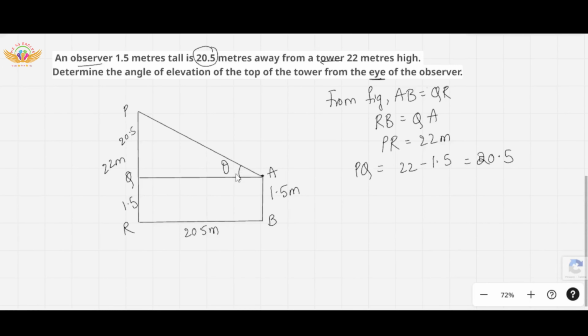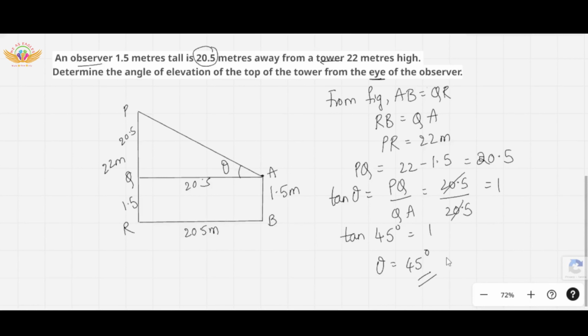Now I know QA as 20.5 and even PQ as 20.5. If I take tan theta, opposite by adjacent, I can get my theta. So I am taking tan theta is equals to PQ by QA. What is PQ? 20.5 divided by 20.5. Cancel, that is 1. So which value of theta gives 1? So tan 45 degrees is 1. That we know. Hence theta is 45 degrees. Hence we have found out the angle.